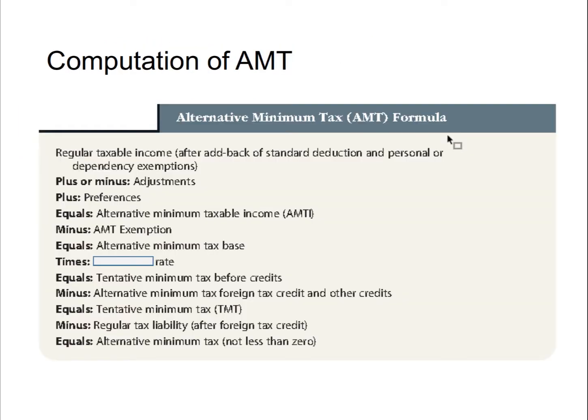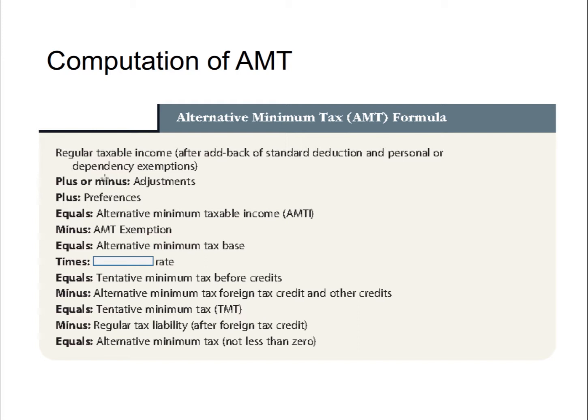So this is by far the most important slide. Please make sure that you note this. I know I mentioned that the adjustments, preferences, rates, exemption amount, and credits change frequently. However, the structure of the AMT usually stays the same. So what we do is start with regular taxable income, and that's after we add back the standard deduction and personal or dependency exemption. You're not allowed to take those under the AMT, so you add those back in.